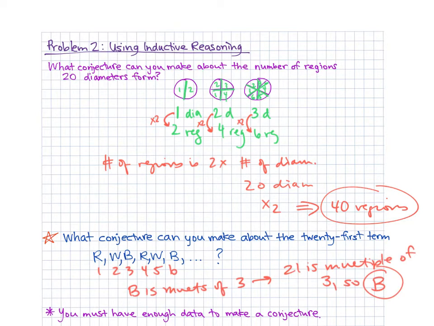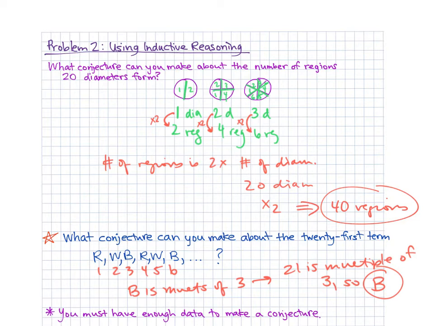Okay, so for here, I noticed, I just count: this is 1, 2, 3, 4, 5, 6. I noticed that B, our 21st term, is changing every 3. And so the multiples of 3 are falling on the B. And since 21 is a multiple of 3, that's going to be a B.